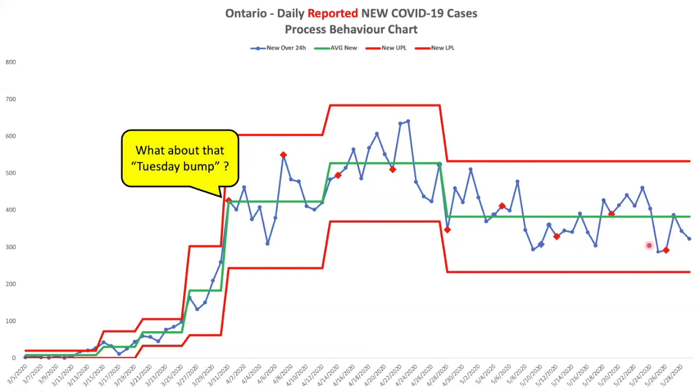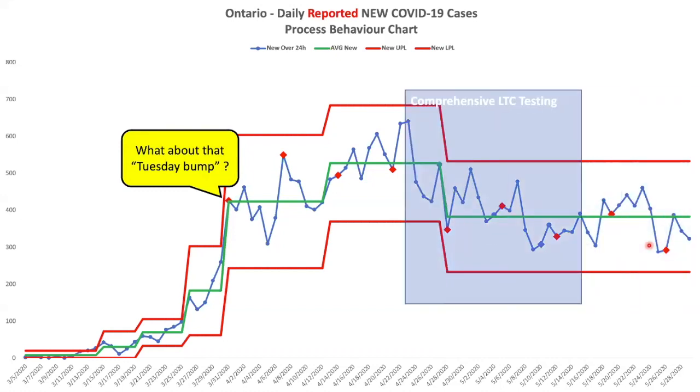And it began to take on a life of its own because everyone just assumed that the Tuesday figures were because of delays and lags in the lab reporting. Well, okay, maybe comprehensive long-term care testing caused a jump in COVID cases being identified. Well, maybe. We certainly did. We started at a point where we had the highest number of cases identified. I think this was 640, I believe. And it began to precipitously drop.